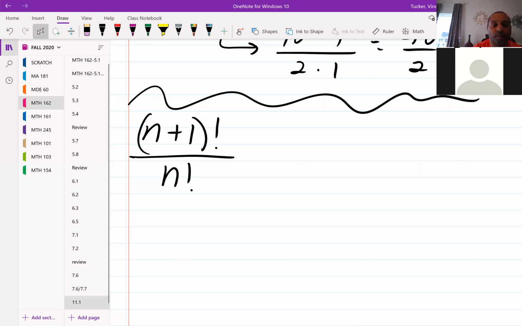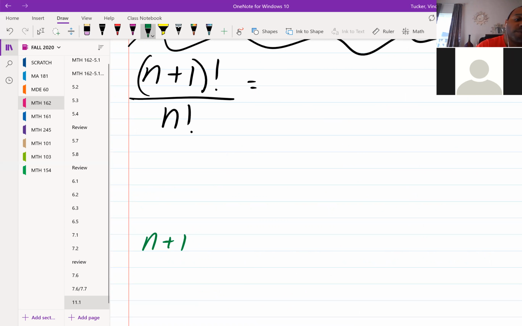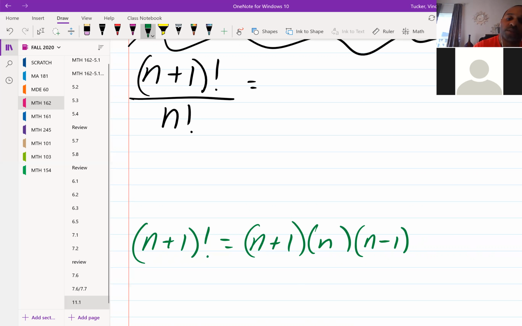You have n plus 1 factorial over n factorial. So what I can do is recognize that the next step in this n plus 1 progression is to subtract 1. So in other words, and I'll write it down here, when I look at n plus 1 factorial, the first thing that will be written in the sequence is n plus 1. Then you subtract 1, that's just going to be n. Then you subtract 1 again, n minus 1, n minus 2, all the way down to 3, 2, well, I could just write 2, 1.